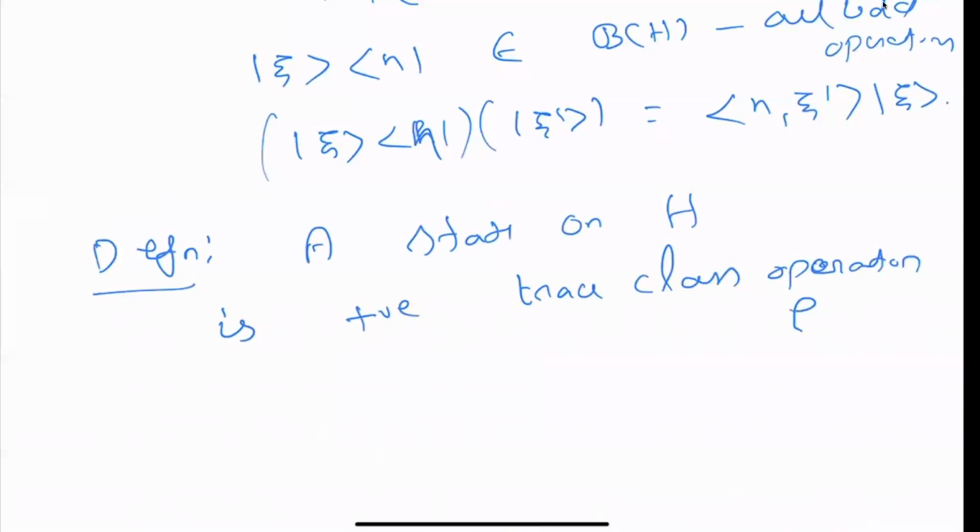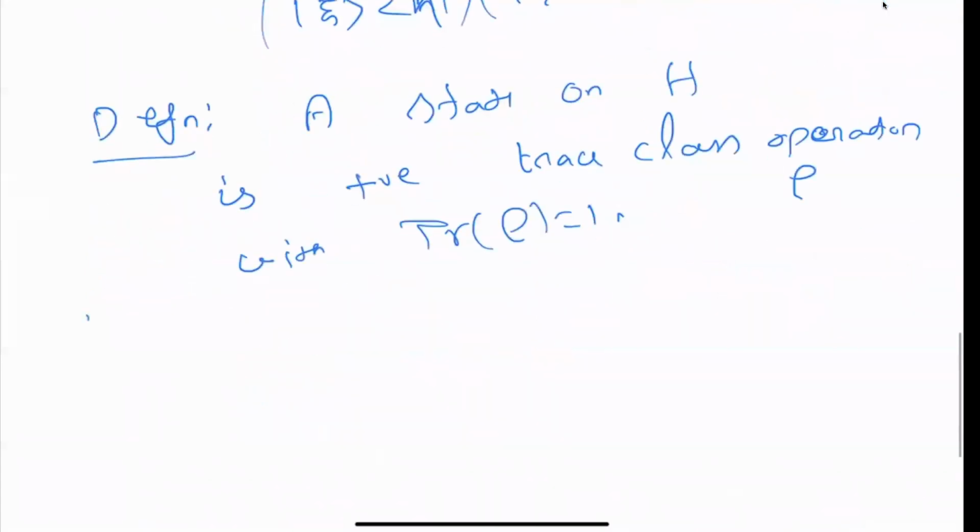Operator rho with trace rho equal to 1. Okay, so maybe I will recall what is positive. Arun, if you have any mathematics somewhere later, something which I have to go through, I can go through.